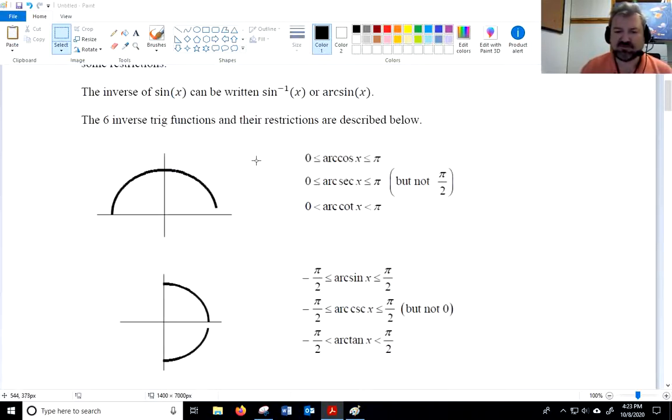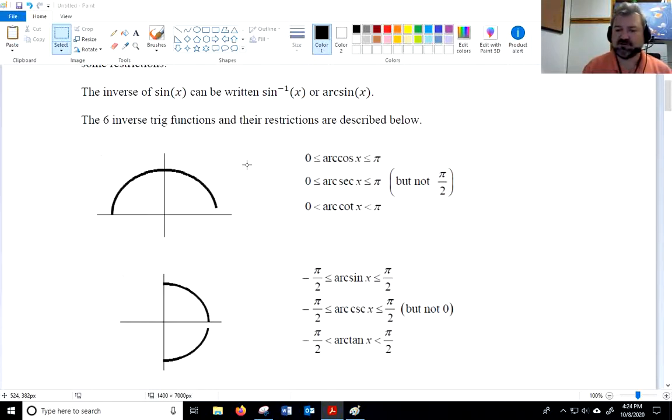So these restrictions are best thought of as regions, or quadrants, of the unit circle. We know that the arc functions, the inverse trig functions, give an angle associated with a certain ratio. So for example, sine of x gives a trig ratio associated with an angle x. Arcsine of x gives an angle associated with the ratio x. And we're going to limit that angle to just certain quadrants.